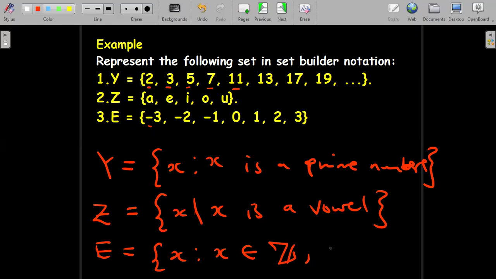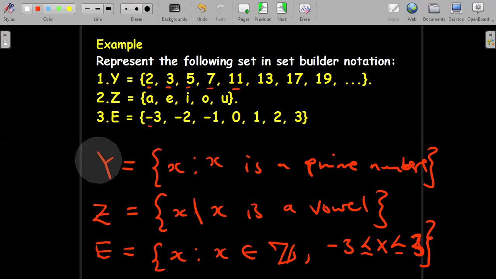Then I should state at what interval it is valid. So that's from -3, and X is between -3 and 3. And this -3 and 3 are part of X. Then close there. So this is how my set is going to look.